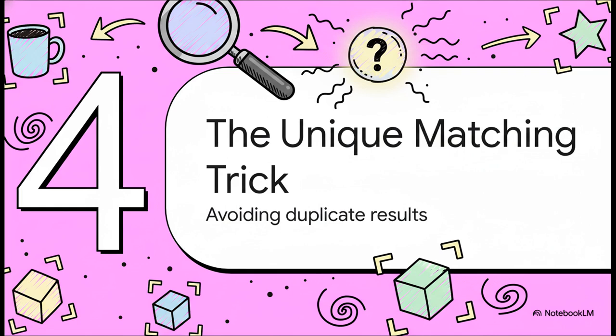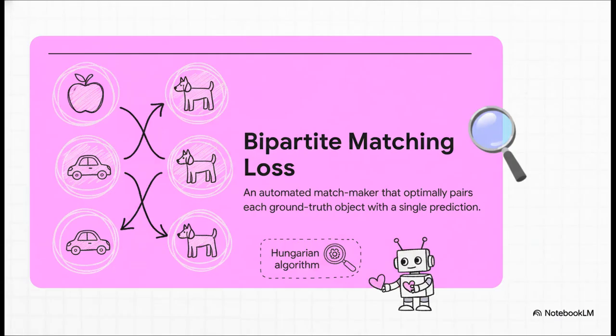Okay, but wait a second. This all sounds great, but how does the system actually learn to make one and only one prediction for each object? How does it avoid making duplicates without that cleanup step? Well, this is where the real magic trick comes in. The secret sauce is something called a bipartite matching loss.